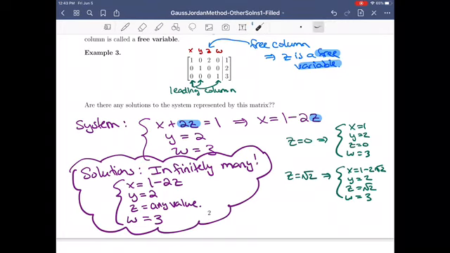All of these solutions, no matter what you pick for z, are going to satisfy your initial equations, which we don't have here. But they would satisfy your initial equations. They will give you solutions. So that's why you get infinitely many.